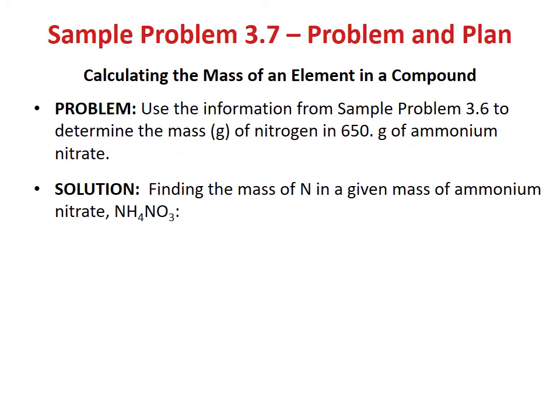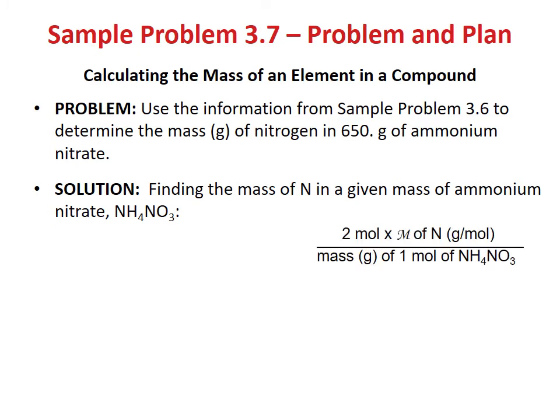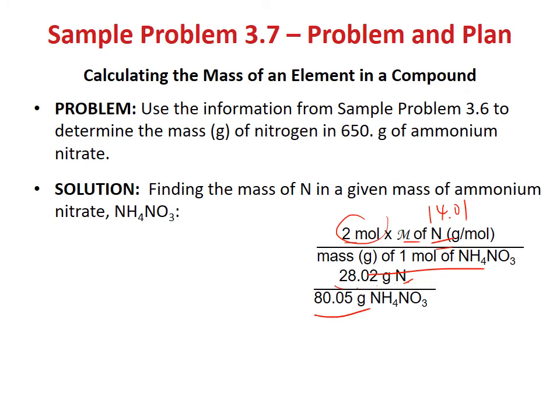Let's write the mass fraction of nitrogen. It is the mass of 1 mole of ammonium nitrate, and 2 moles of the mass of nitrogen atoms. So in this case, we already know the mass of the compound is 80.05 grams, which has 28.02 grams of nitrogen. So 2 times 14.01. That's the molar mass of nitrogen. So this is the mass fraction of nitrogen.